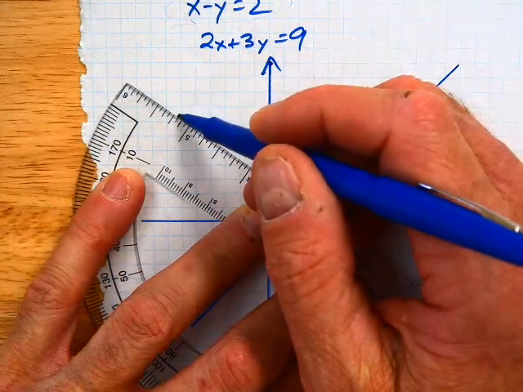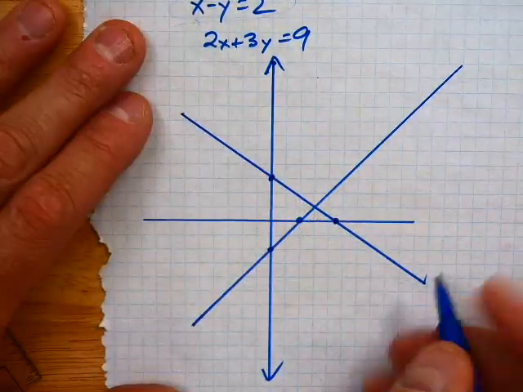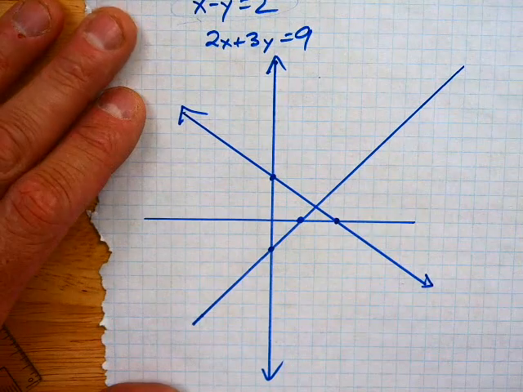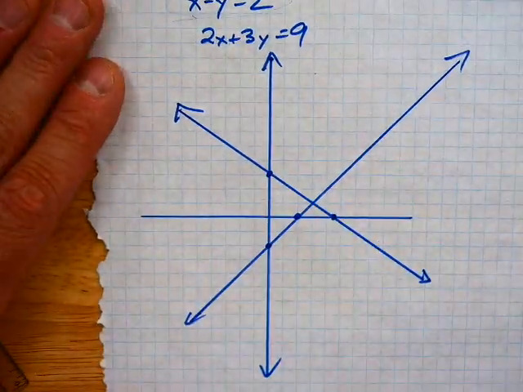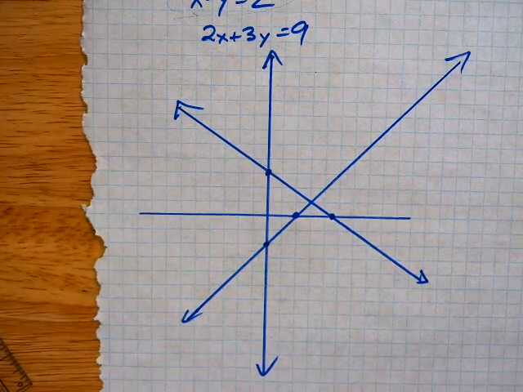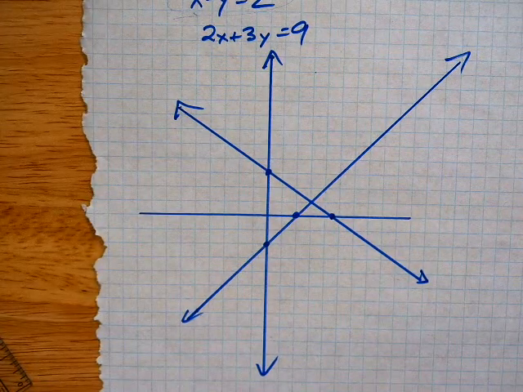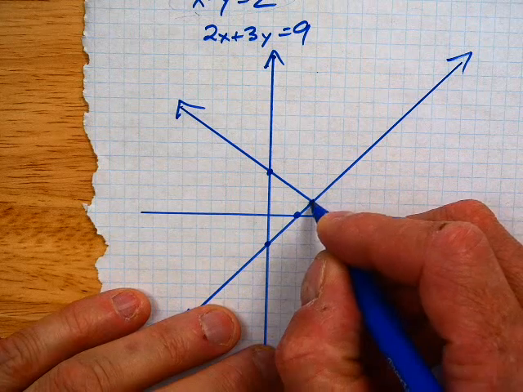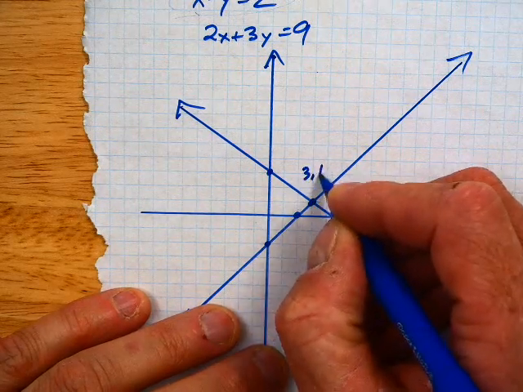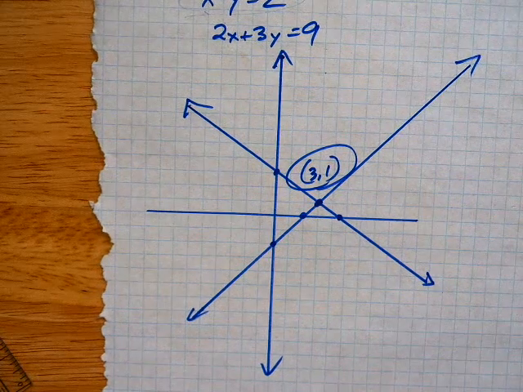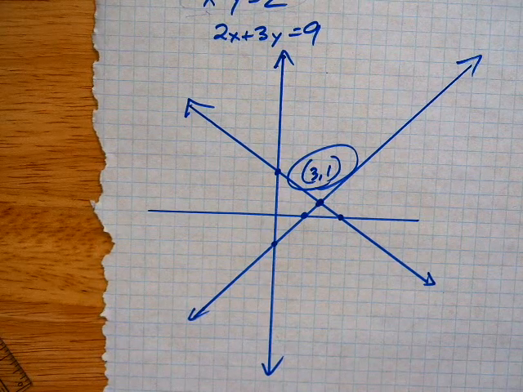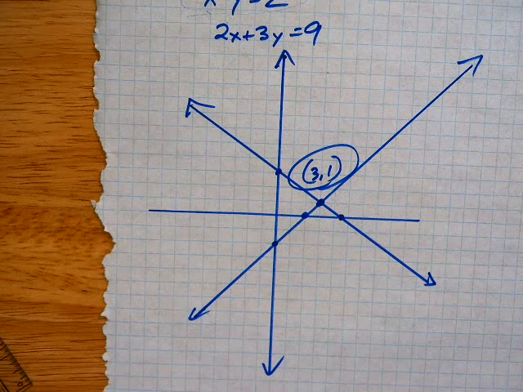So when you are solving these by graphing, use big graph paper, not the little stuff, and make sure that you are very accurate with your lines. Try and make sure you continue to go through with the right slope. Okay? So, how many points are on this line? Infinitely many of them.